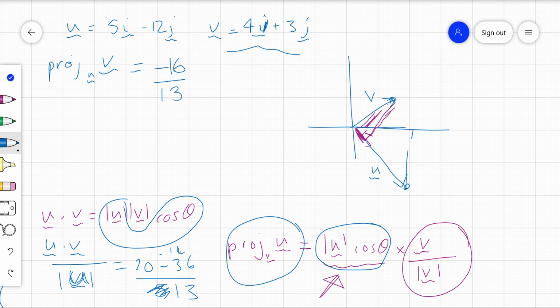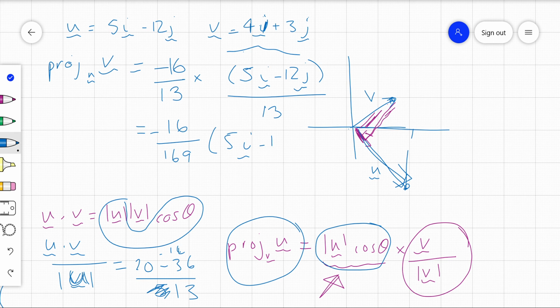And then I want the unit vector that I'm projecting onto. So I look at the vector u, 5i minus 12j, but I want to make that a unit vector, so I divide it by its length, which is 13, because again it's a 5, 12, 13. So I've got minus 16 on 13 squared, 169, of this vector 5i minus 12j.